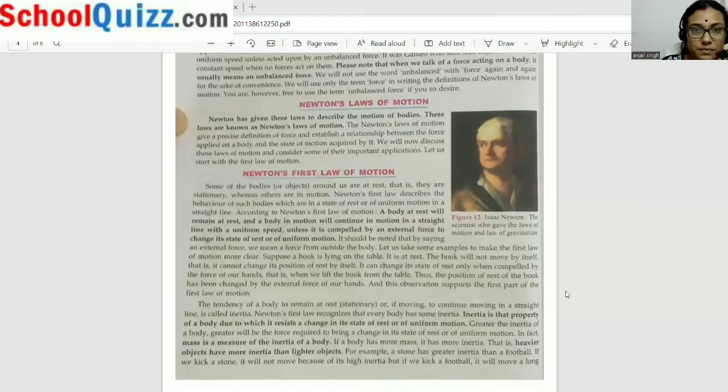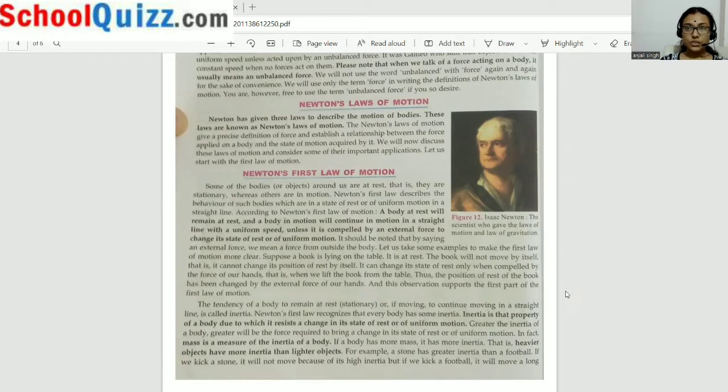In the previous video we studied the balanced as well as the unbalanced force. So in today's video we'll start with Newton's laws of motion. Let's start with sharing the slides. Yes. So what about Newton's laws of motion? As we already know, we completed force, effect of force, balanced and unbalanced force.